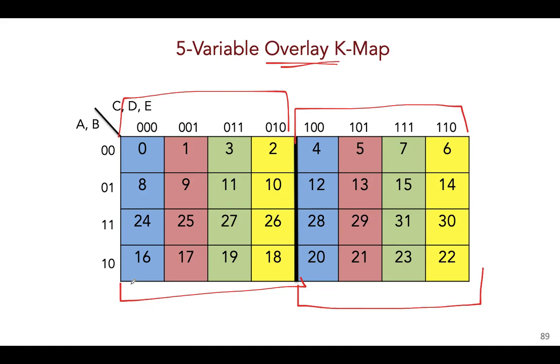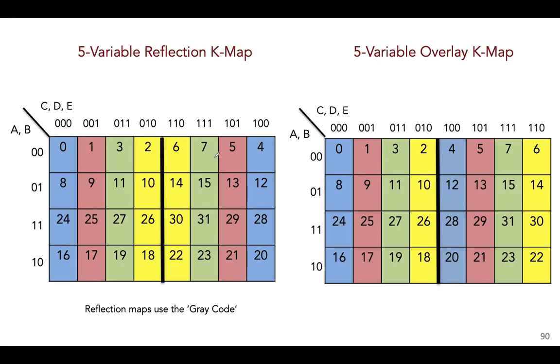to which cell. Since this half of the map is supposed to overlay on this half of the map, these 2 columns are adjacent to one another. These 2 columns are adjacent to one another. These 2 columns are adjacent to one another. So if there's a 1 here and there's a 1 here, then you can form groups of these. So this is how a reflection K-map is different from an overlay K-map.